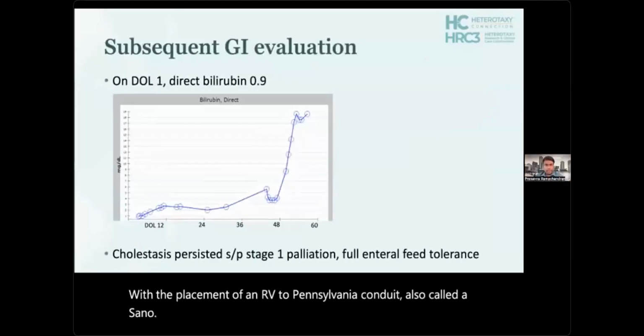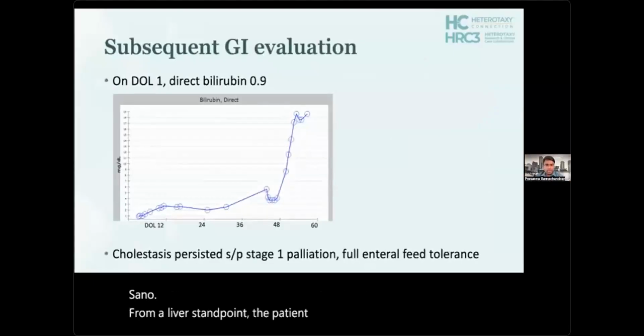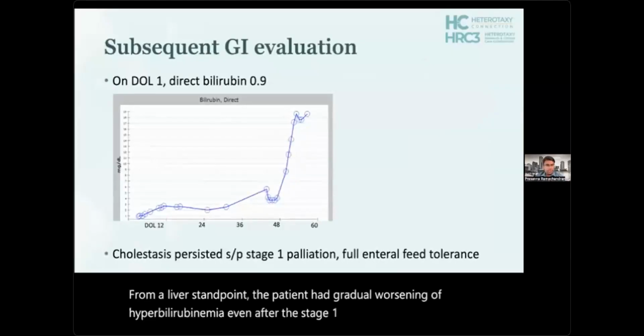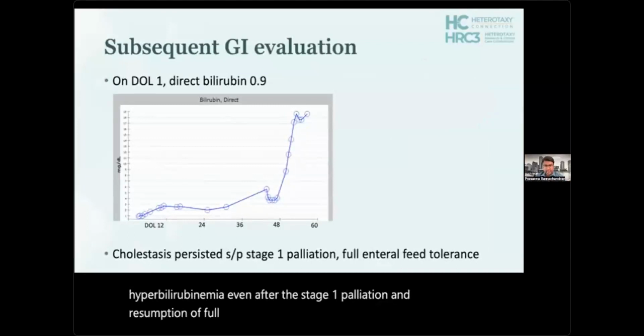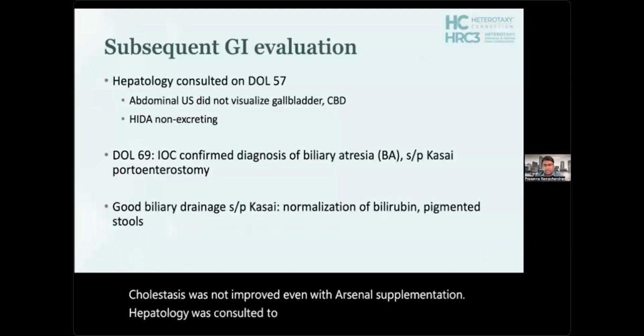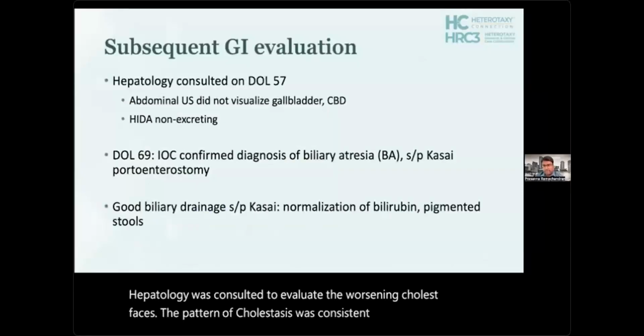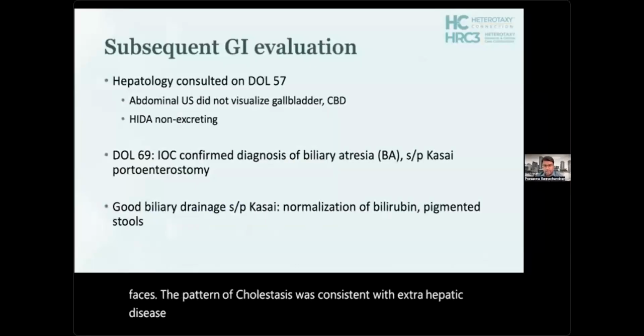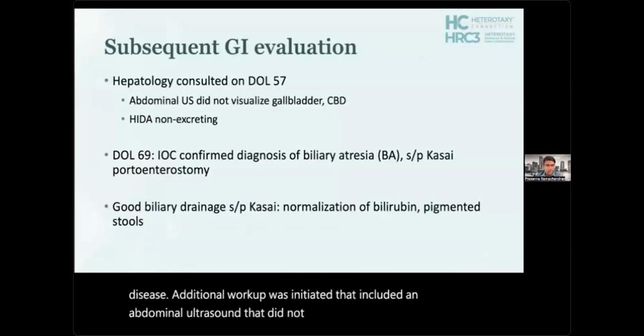From a liver standpoint, the patient had gradual worsening of hyperbilirubinemia even after the stage 1 palliation and resumption of full enteral feeds, as seen in this graph. The cholestasis was not improved even with ursodiol supplementation. Hepatology was consulted to evaluate the worsening cholestasis. The pattern of cholestasis was consistent with extrahepatic disease. Additional workup was initiated that included an abdominal ultrasound that did not visualize the gallbladder and common bile duct.